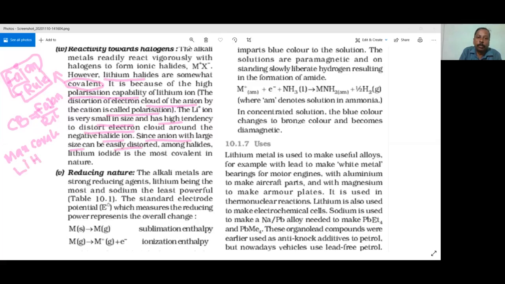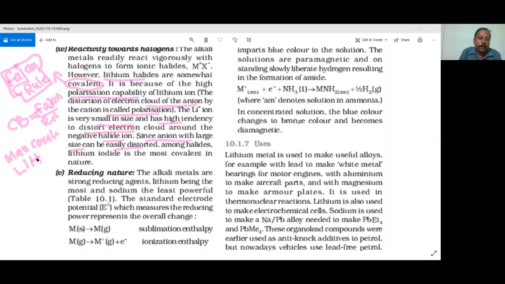Okay, because both must be ready to distort. Actually, it is regarding what? Distortion. Okay, so lithium is ready to distort, and if I write hydrogen, it is not ready to distort.